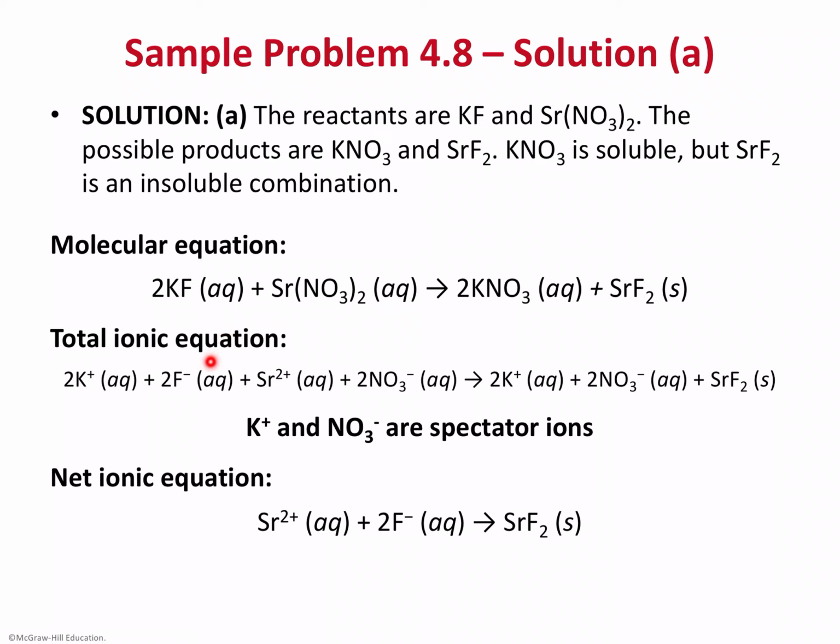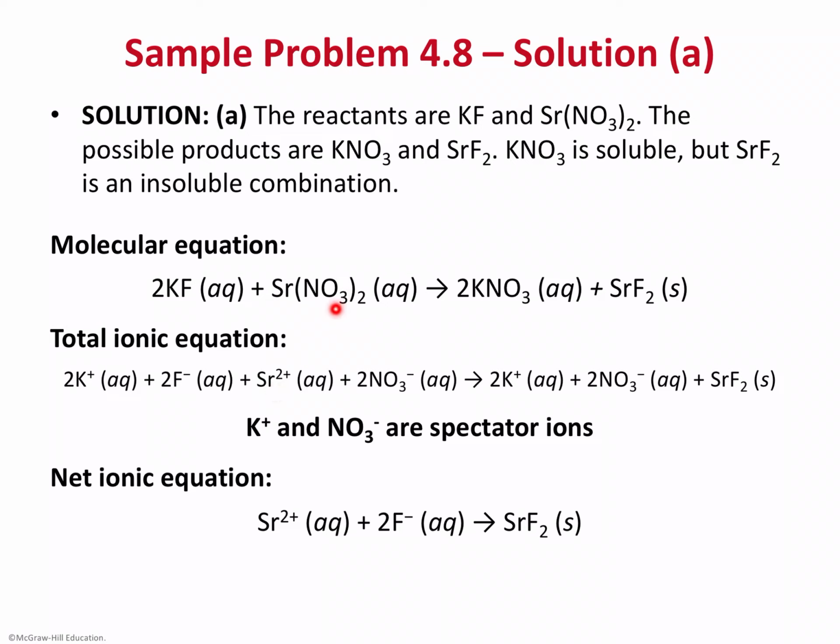And then we can write the total ionic equation where you're going to separate this into ions. That says AQ. When you are separating into ions, you want to make sure that you write how many ions and also what is the charge of the ion. So this would be 2 potassium, 2K plus. You don't just write K. You have to write K plus. And there are 2 fluorides. And strontium is 2 plus. So 1 strontium 2 plus aqueous.